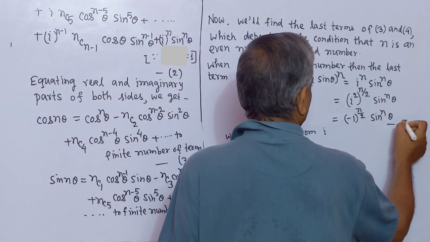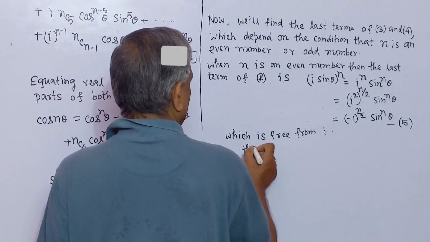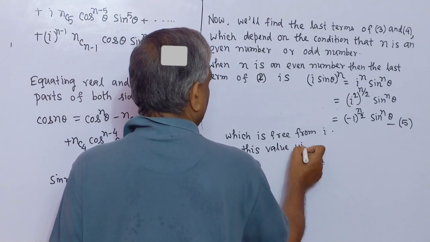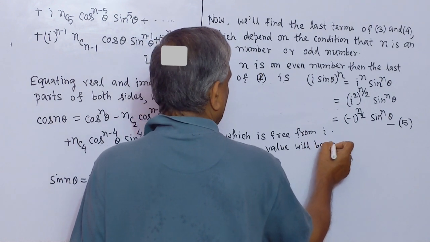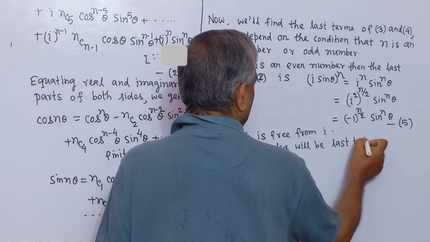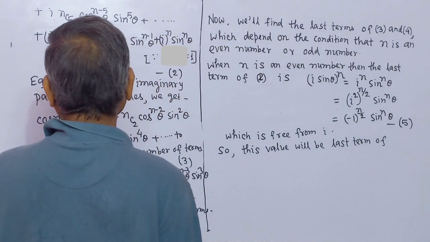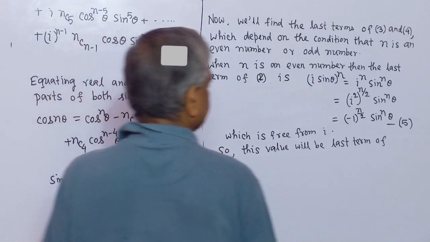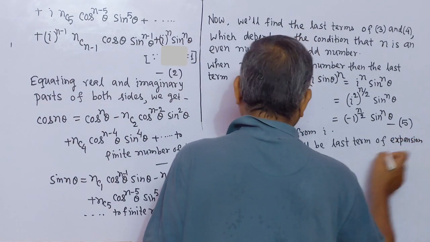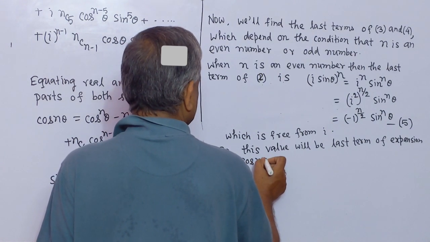This is number 5. So this value will be the last term of real part, that is cos n theta, of expansion of cos n theta.